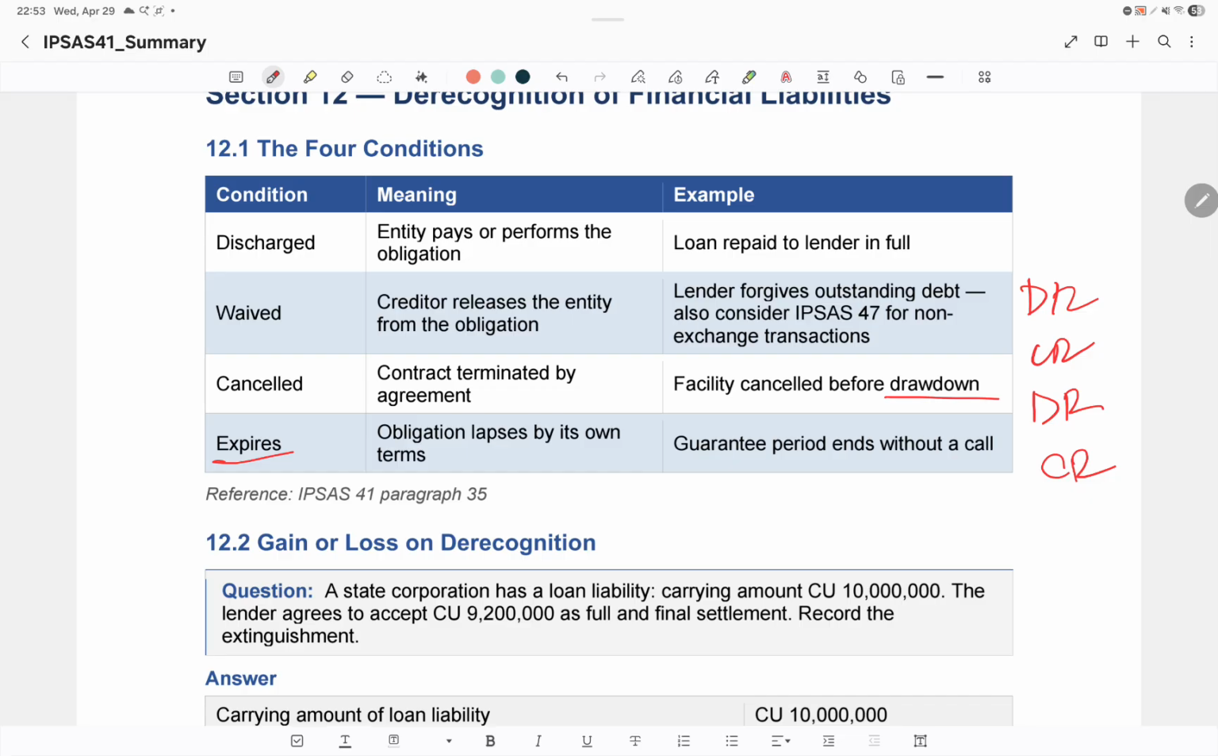Obligation lapses by its own terms. The guarantee period ends without a call. You also do the same and reverse.